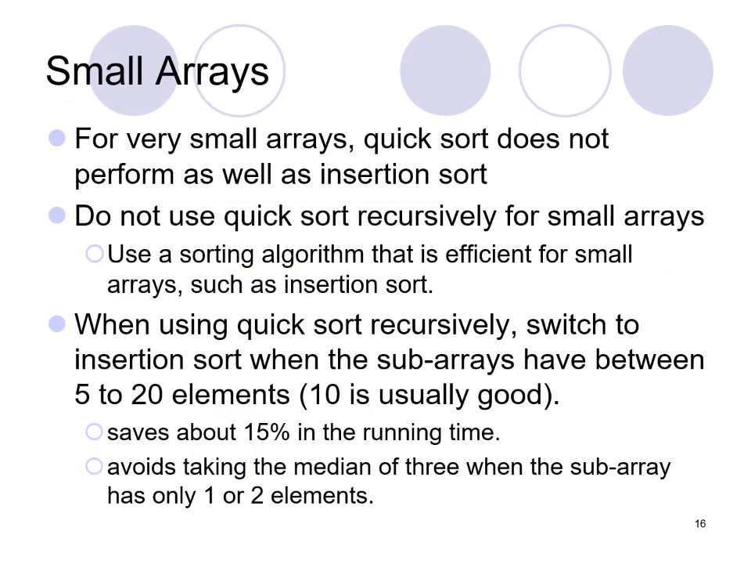Small arrays. Do not use quicksort recursively for small arrays. Use a sorting algorithm that is efficient for small arrays, such as insertion sort. When using quicksort recursively, switch to insertion sort when the subarrays have between 5 to 20 elements. 10 is usually good. It saves about 15% in the running time and it avoids taking the median of 3 when the subarray has only 1 or 2 elements.